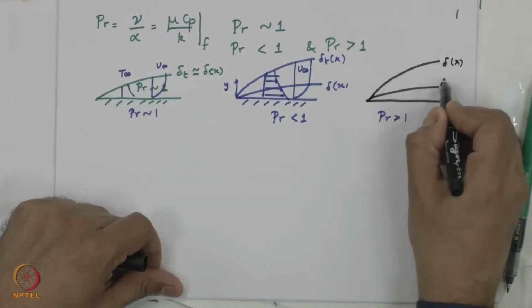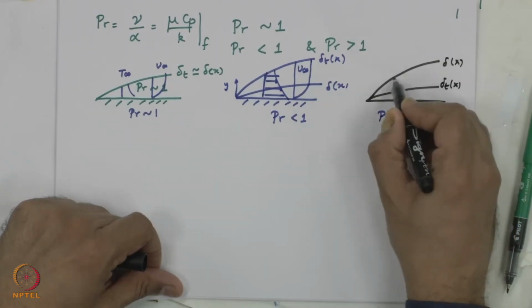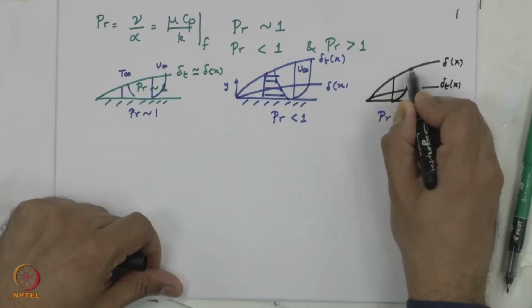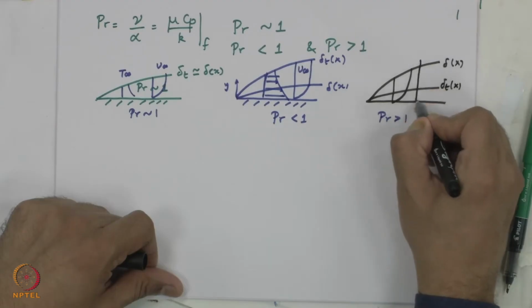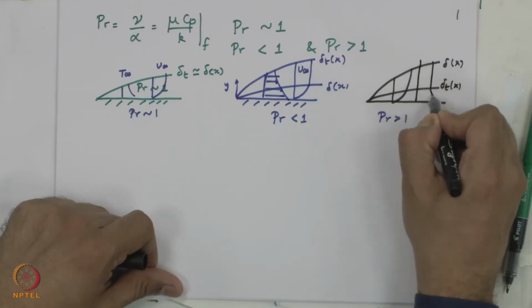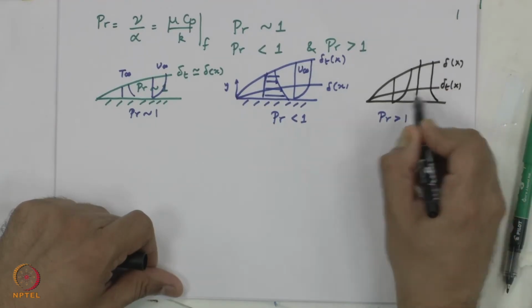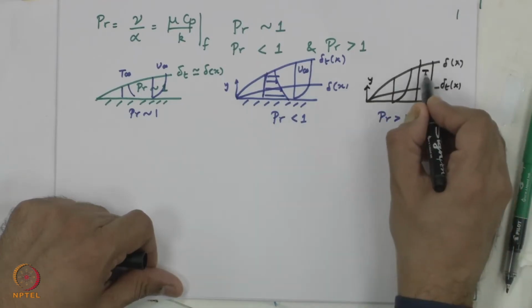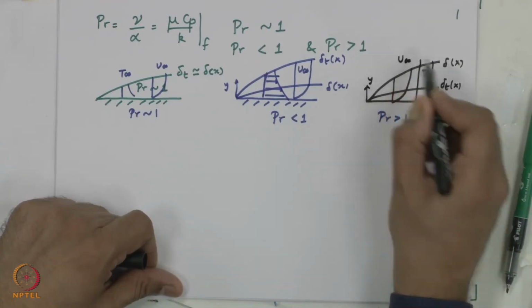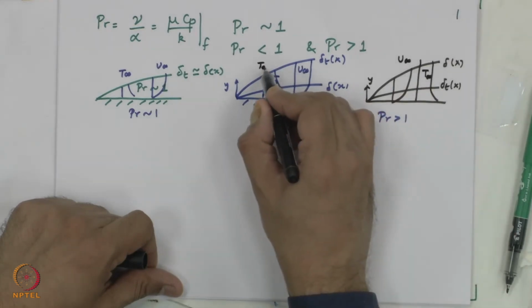Where we would have delta of x, delta T of x. The velocity will change all the way up to this delta. Temperature would change only from y equal to 0 to y equal to delta T. Afterwards, it will be a constant value, U infinity here. This is T infinity here.